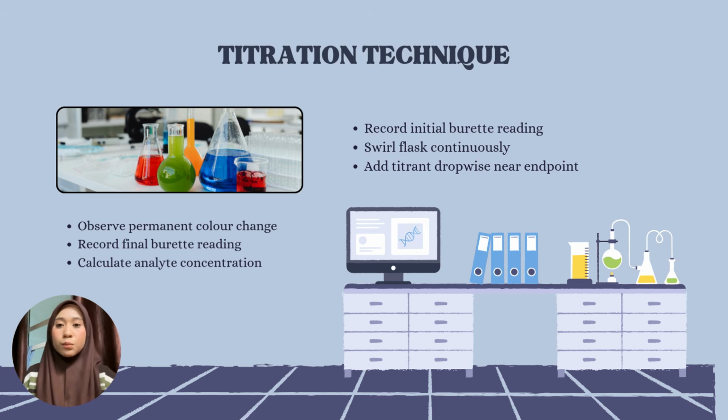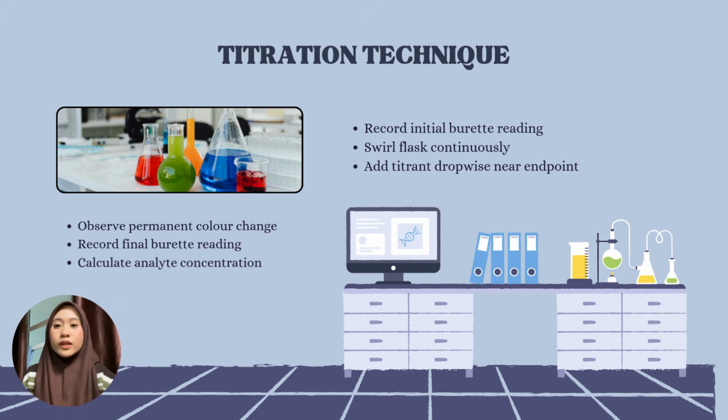Third, as the endpoint approaches, the titrant is added one drop at a time. This prevents overshooting the endpoint and improves the accuracy of the measurement. Next, the endpoint is identified by a permanent color change of the indicator, showing that the chemical reaction has reached completion.